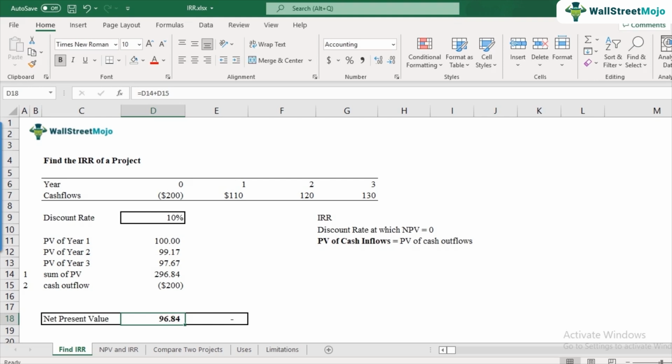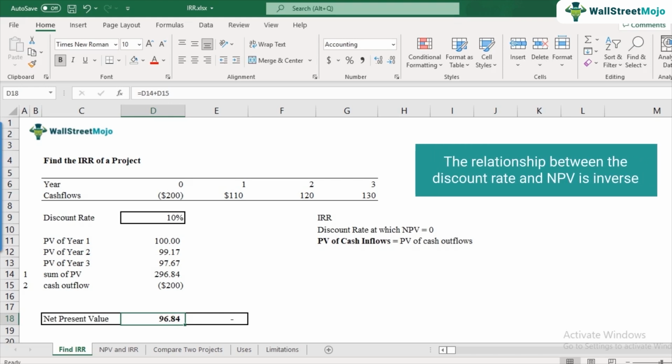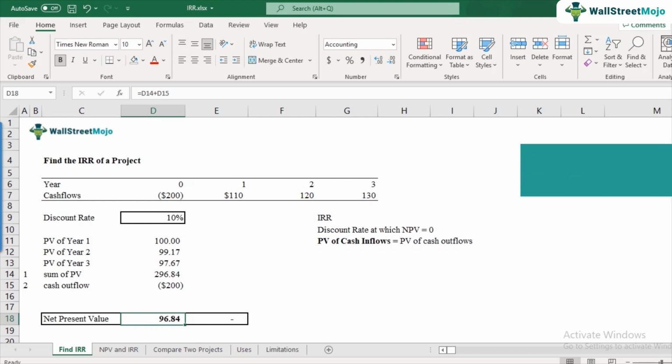So now we also know that discount rate and net present value are inversely proportional. As you slowly increase the discount rates, your net present value should decrease, and we have to come to a point where your net present value is 0. That will be your internal rate of return.